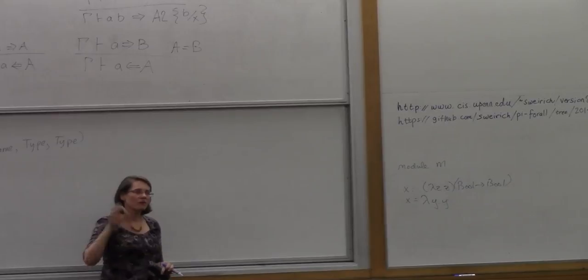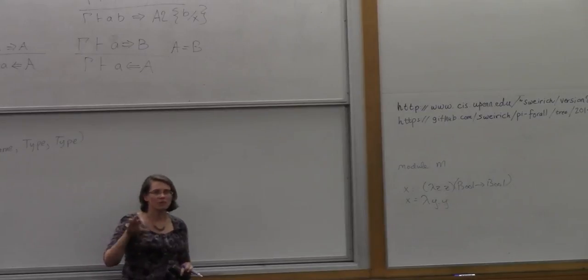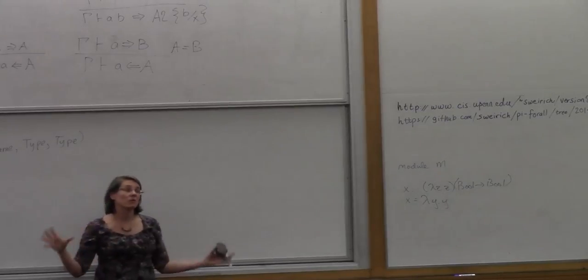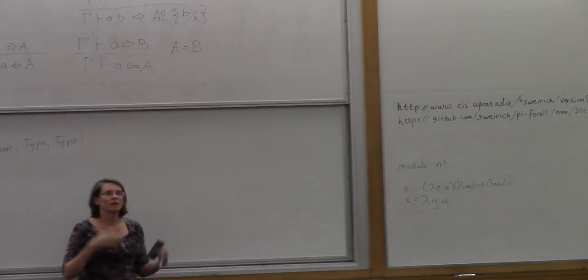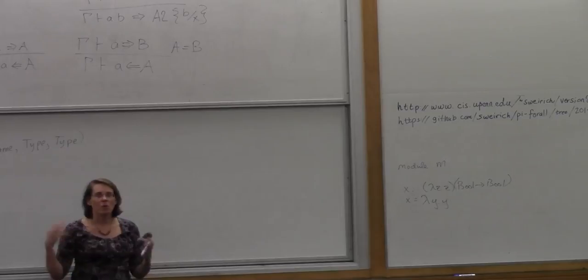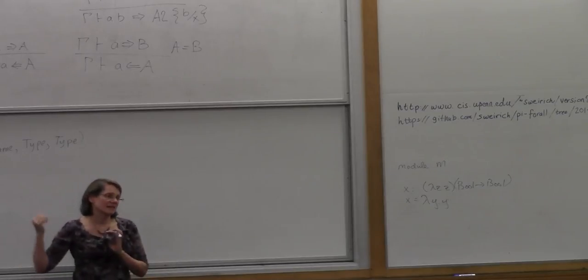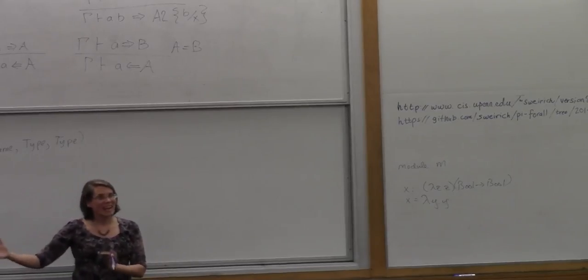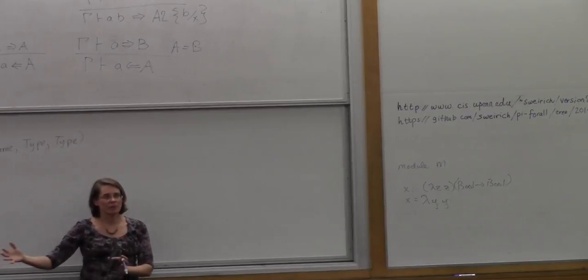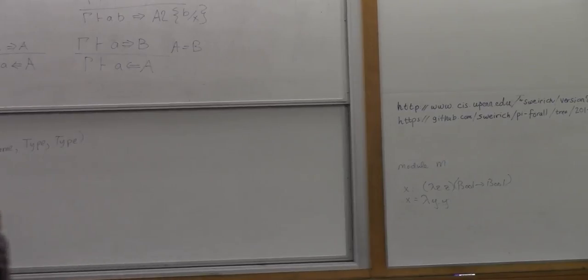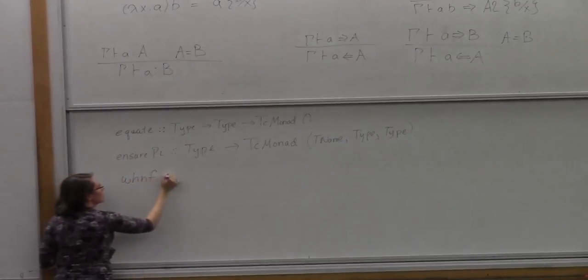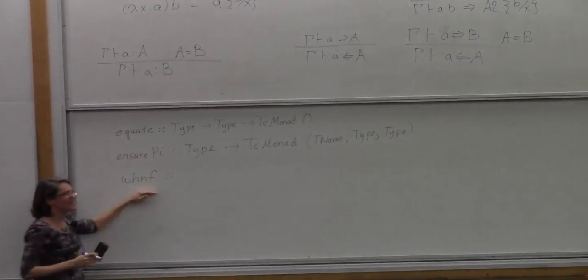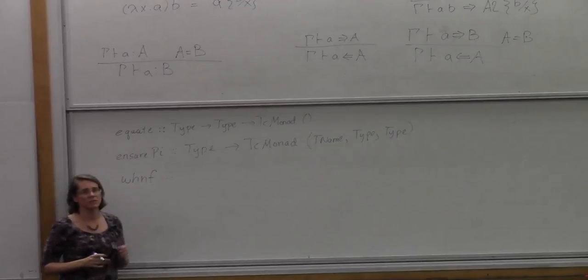That we've converted it to some form that's equivalent to it, but that we know what its head is, because that's what's important to the type checker. We can check a lambda expression when we know that we're checking it against some pi type. And so the last thing I'm going to use is something called weak head normal form. This is a function that's just going to take a type and reduce it to its weak head normal form.